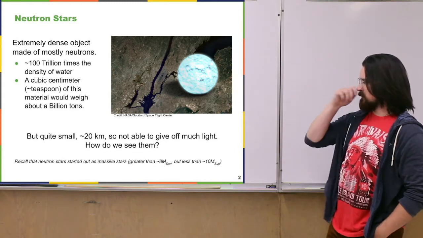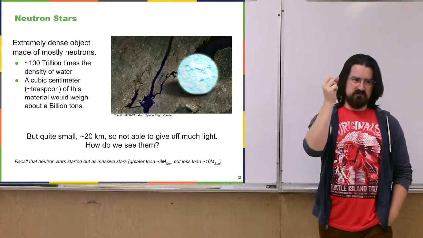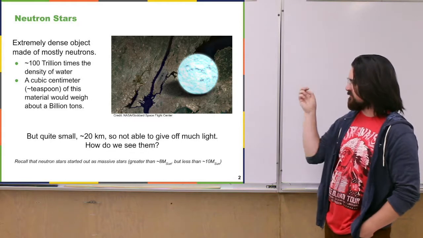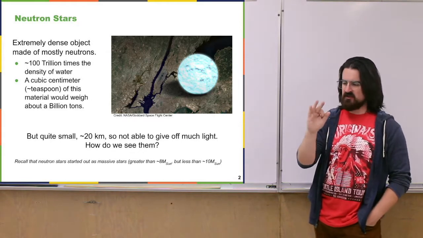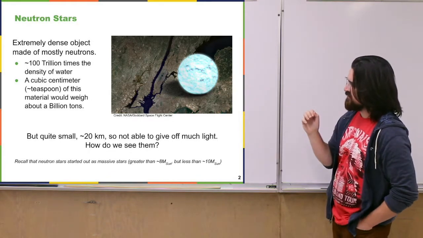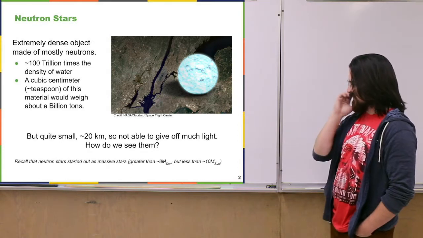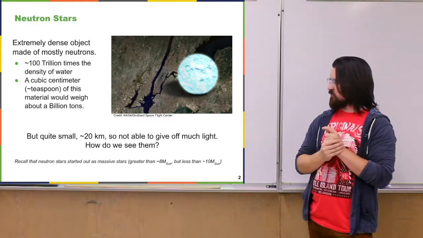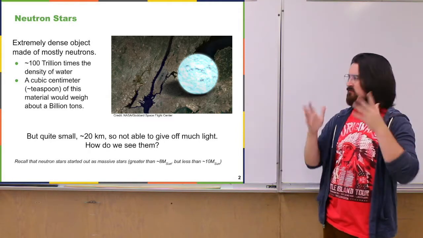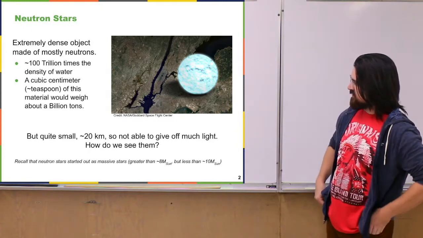And at such incredible densities, the material is just pure neutron stuff. It'd be very odd to work with. Like if you had a cubic centimeter of material from a neutron star, about a teaspoon, it would weigh about 1 billion tons. Yeah, quite a lot. But being so small, there's not a lot of surface area for the neutron star to give off light, so it doesn't put out very much. So if it's not very bright, it's not going to be easy to see. How do we see them?